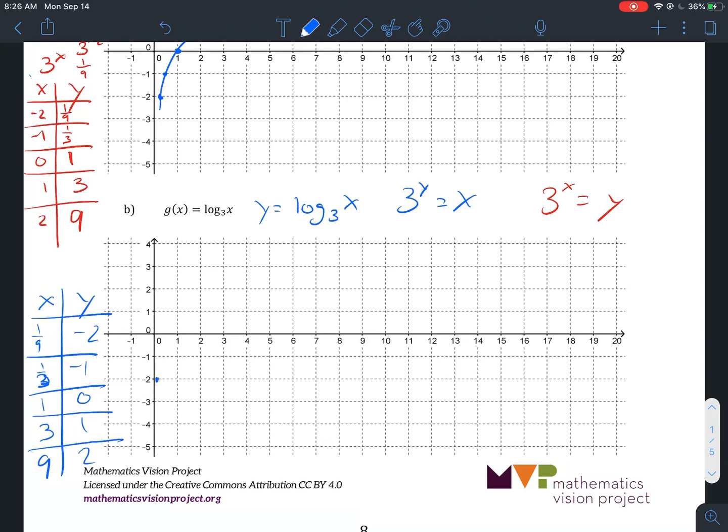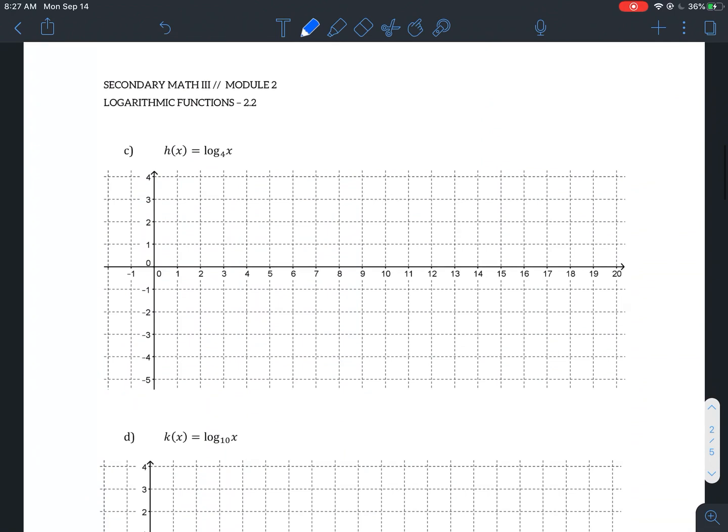So let's go ahead and graph. We get 1/9 and -2, 1/3 and -1, 1 and 0, 3 and 1, and 9, 2. So we can go ahead and graph this one. Looks like that. All right, let's try the next graph.